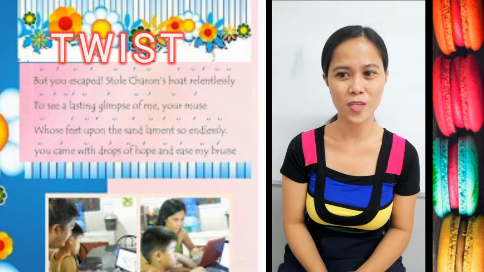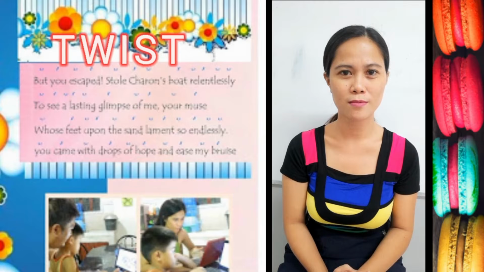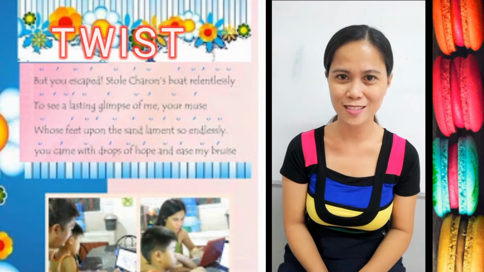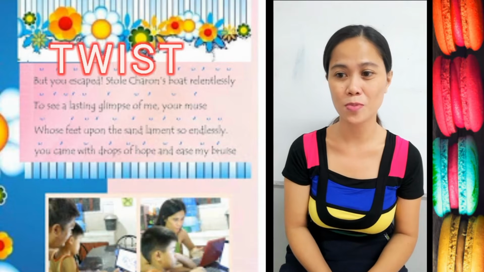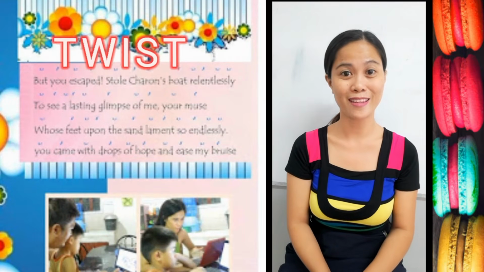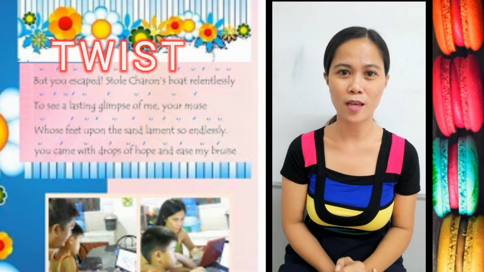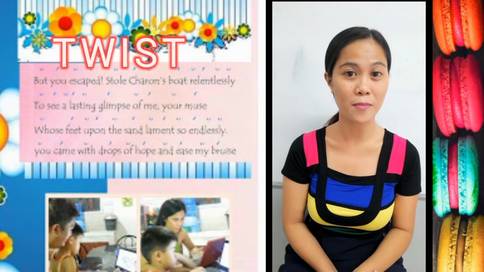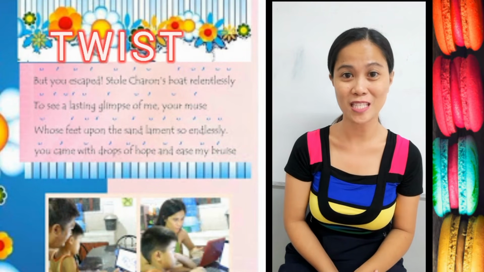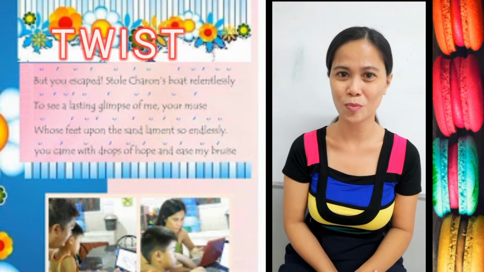So if it says Charon's boat, it denotes the underworld. So there is so much struggle, so much difficulty to see a lasting glimpse of me, your muse, woman. Or, well, in this modern era, we don't just say lovers as man and woman. So we have to respect the LGBT as well. So I would not say your muse there is just a woman.